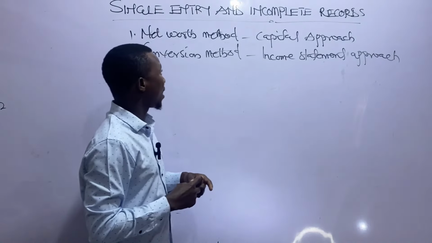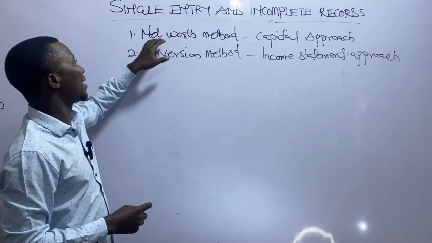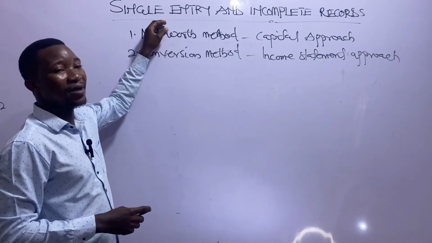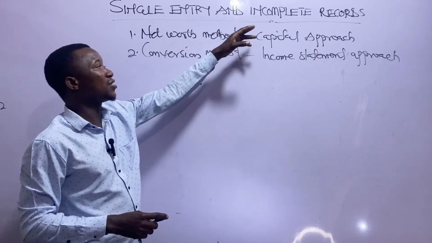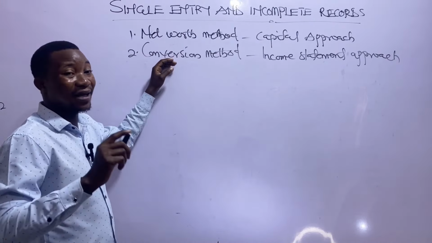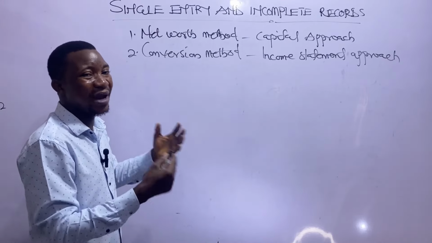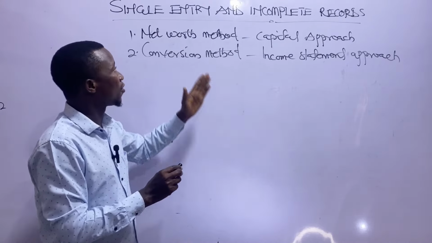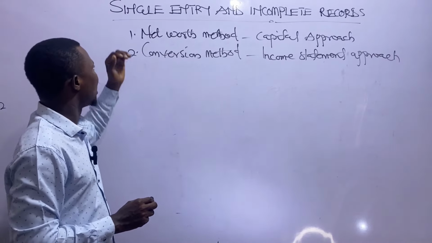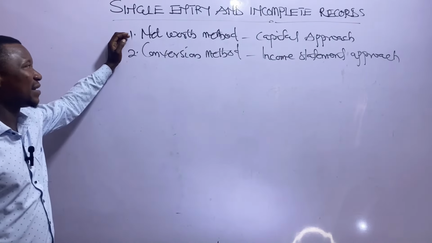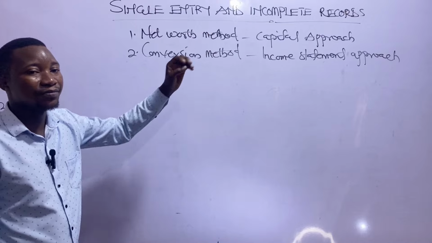Good. But I'm aware that in some books, they refer to the net worth method as a single entry and then the incomplete records as the conversion method. But that is not my focus. I just want to let you know how you'll be able to prepare a profit statement from a single entry and incomplete records. The first method we have to look at is the net worth method or the capital approach.